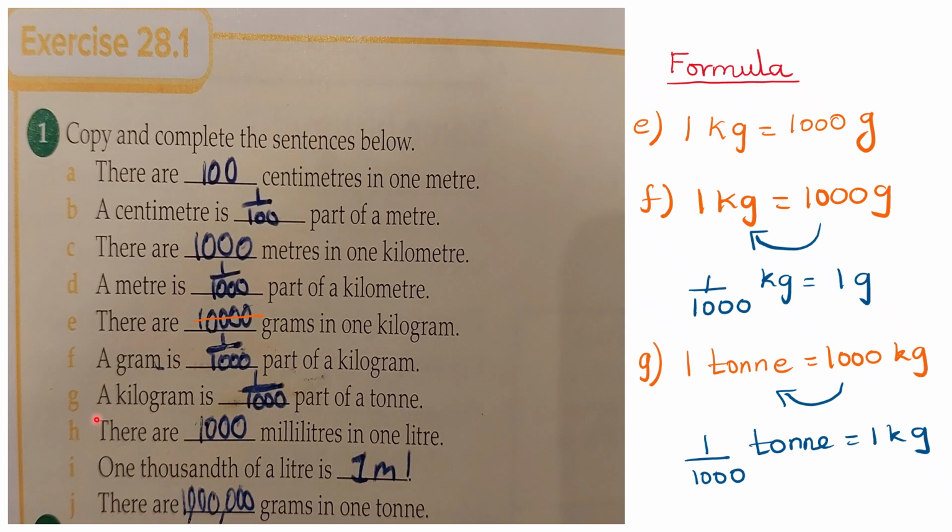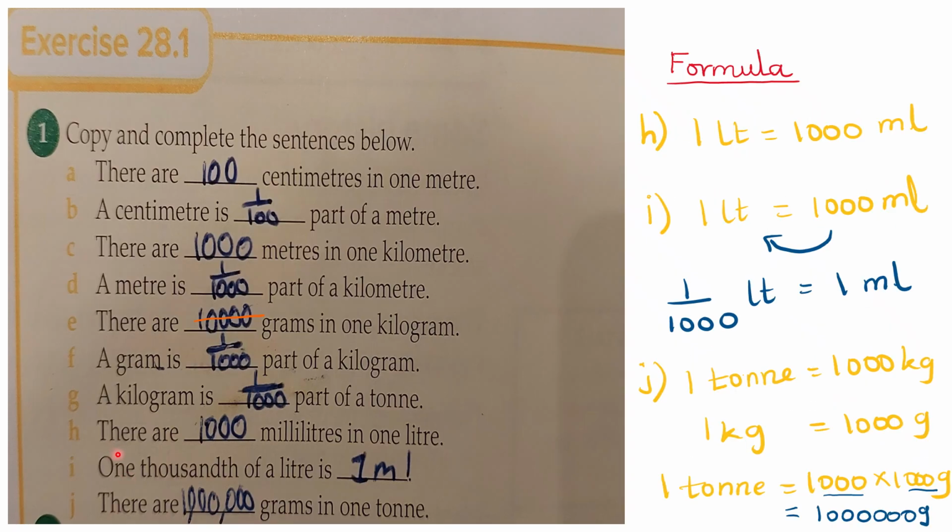Now G question is, a kilogram is dash part of a ton. 1 ton equals how many kg? That is 1000 kg. So from this, we are finding the value of 1 kg. So what we have to do? We have to take this 1000 to the other side. So it will be 1 by 1000 ton equals 1 kg. So a kilogram is 1 by 1000 part of a ton.